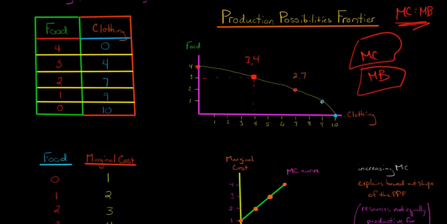Now, if we were to draw an indifference curve, it would be tangent to our PPF right here at the point of allocative efficiency.